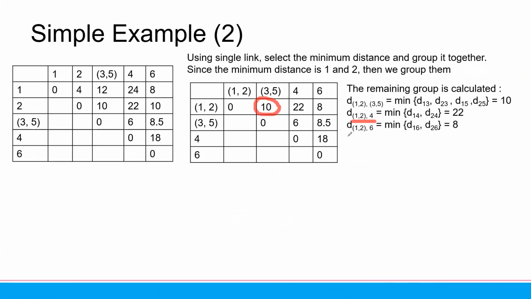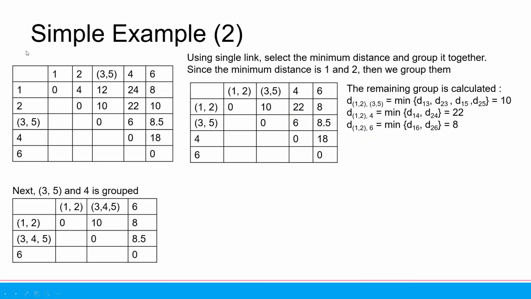So D12, 4, D13, 6, you can get this value and this value. And then we update it here, and we update it here. Okay. And then after we have this, again, we select the minimum. What is the minimum? The minimum is 6. So we can select 3, 5 and combine with 4. So 3, 4, 5 will be selected and will be grouped.